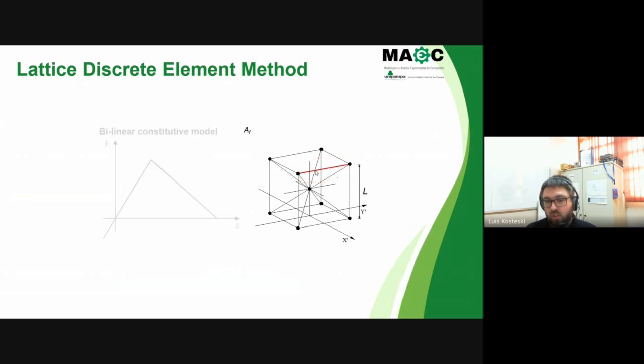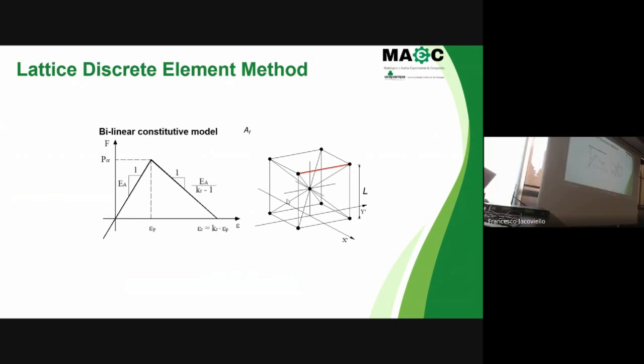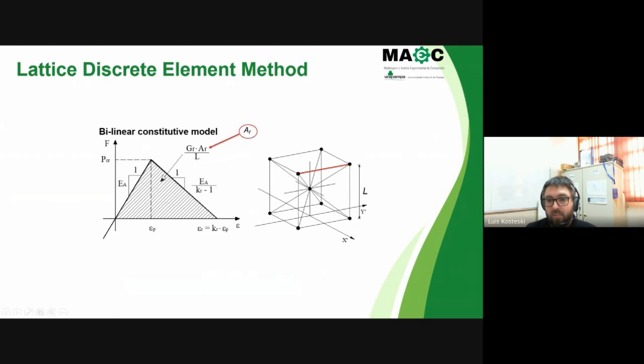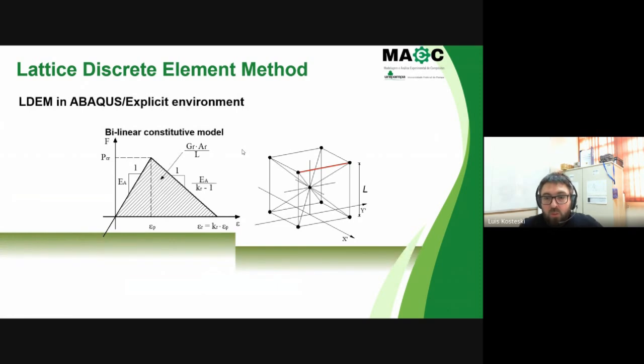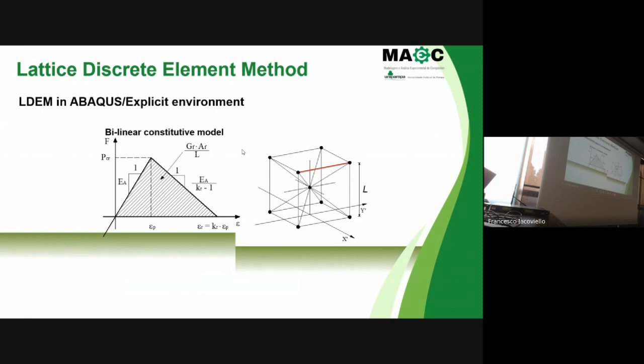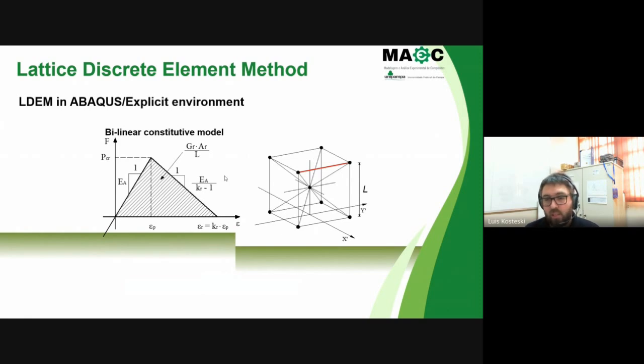Every element also has a bilinear constitutive law, where the area inside the constitutive law is related to the fracture area of the element. We put this discretization in Abaqus, to use the program's properties, and we represent the 3D lattice as a lattice of 3D truss finite elements with 2 nodes. We use the T3D2 elements.